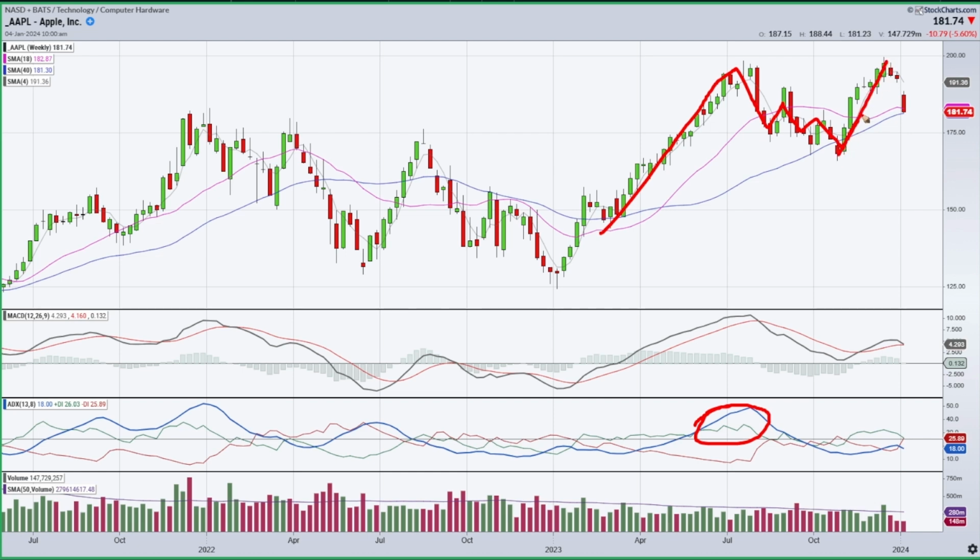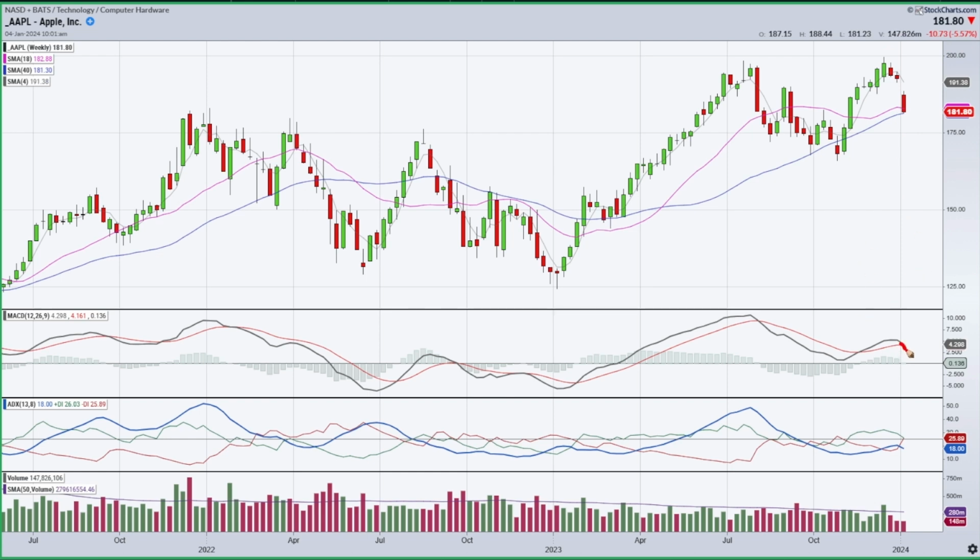And sometimes when it's abrupt like this, you're not going to get confirmation on an ADX basis, and it's telling you something. It's telling you this did not do enough work in the consolidation phase to set up another leg to the upside. So we hit our head on this big round number at 200. And now we're paying the price as we start the new year.